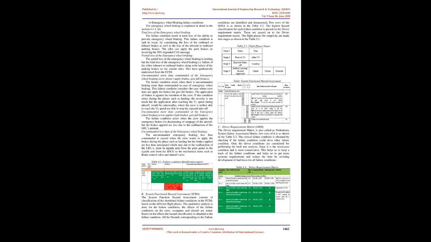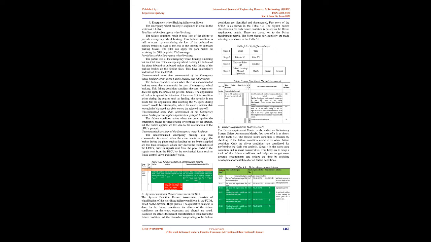Uncommanded more than commanded of the normal wheel braking, crew doesn't apply brakes, gets full brakes. The failure condition arises when there is uncommanded braking more than commanded by the crew, i.e. brakes are applied more than required. This failure condition considers the case of crew not applying the brakes but getting full brakes on the main landing gear wheels. The application of brakes is against the intention of the crew. If this condition arises during cases such as landing, the severity is not much, but the application after reaching the V1 speed would be catastrophic, as seen in the qualitative analysis of SFHA. This failure condition is a question of integrity of the system.